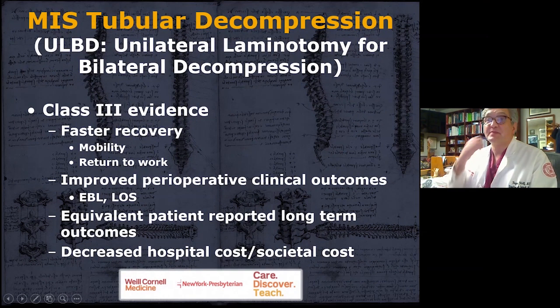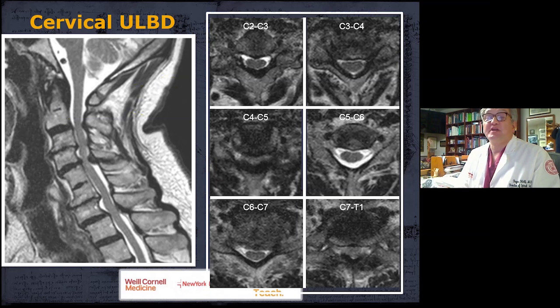And people have studied this. There's a lot of class 2, class 3 evidence out there. Essentially what happens if you do this type of surgery, patients go home faster, they have less blood loss, lower infection rate, and overall do really well. We can do it in the cervical spine. We now do it routinely in patients who have relatively preserved lordosis and have moderate to severe cervical spinal stenosis.